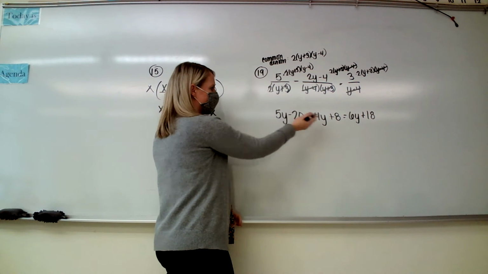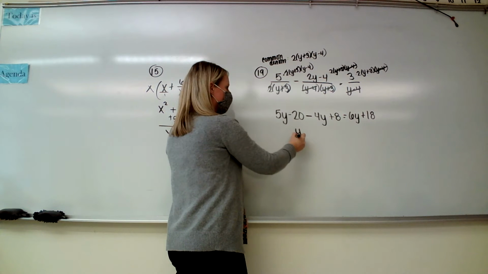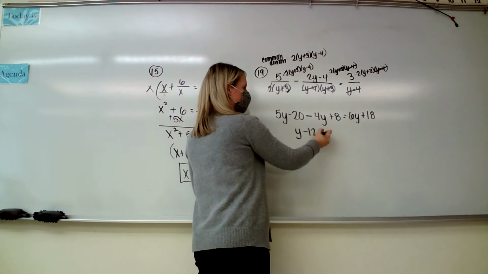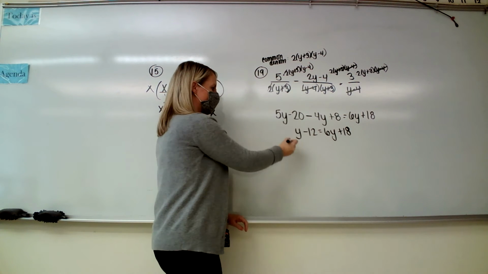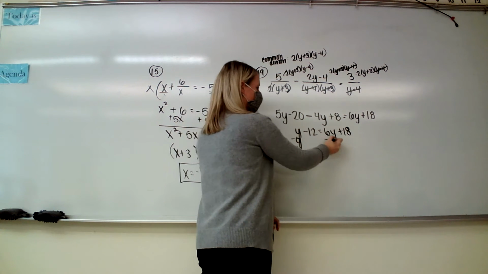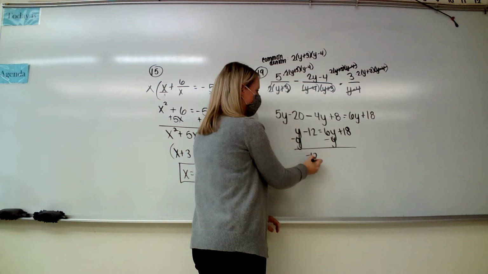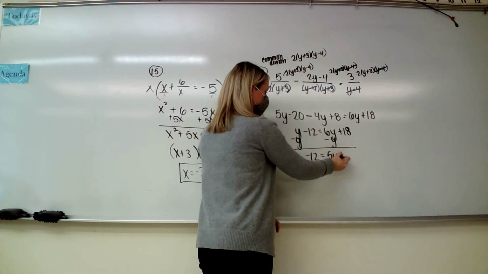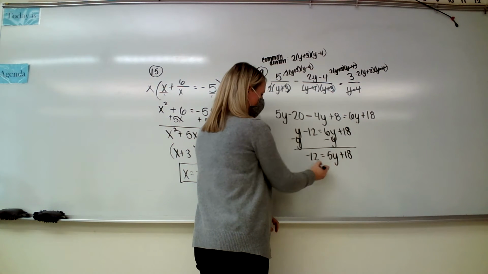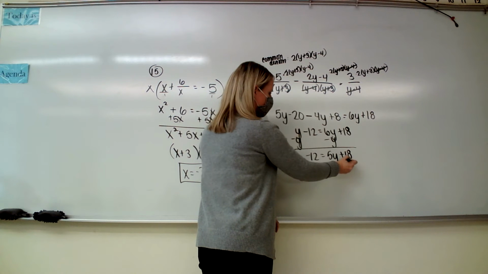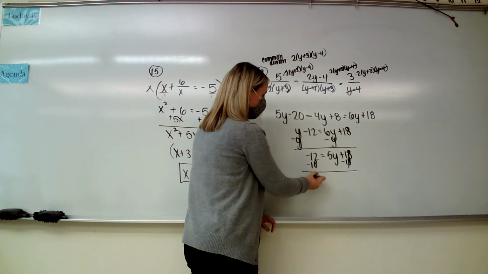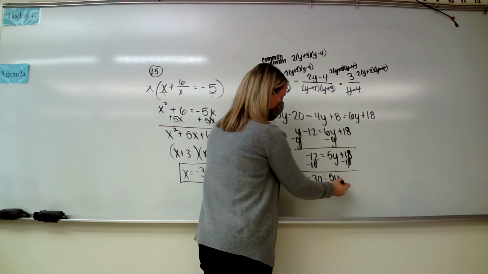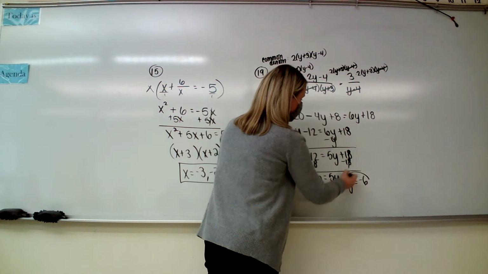I notice on the left I can combine like terms. Minus 12. It doesn't really matter which way you solve it. I'm going to move this y over here. I like to keep things positive. If I subtract 18, sorry, I can't not write out steps. It's just my life here. I get negative 30 equals 5y, so y would equal negative 6.